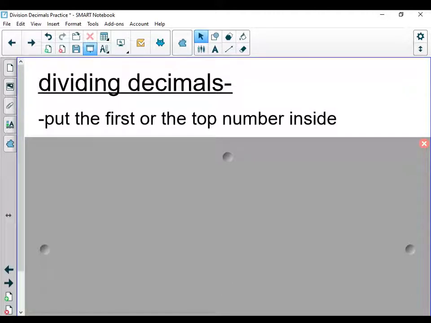Hey, welcome to another day of decimals. Today we are working on dividing decimals, which is probably everyone's least favorite, to tell you the truth.